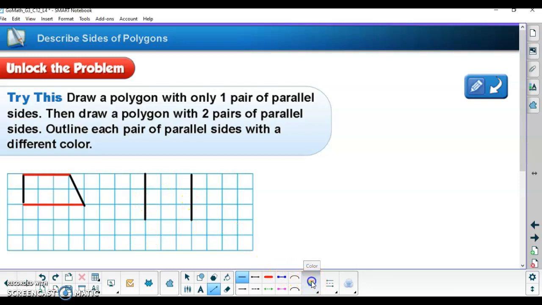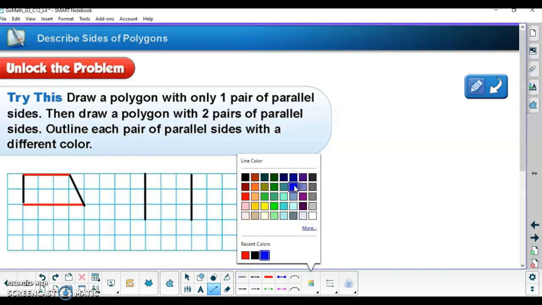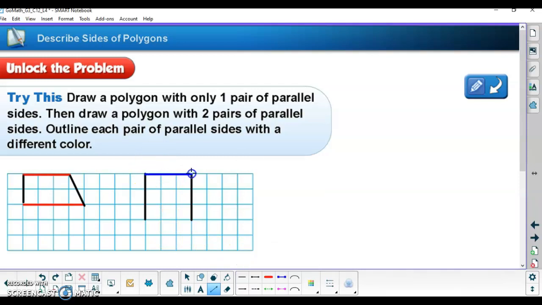We need to do another set of parallel. I'm going to turn on blue. Let's do blue. If I draw this one, connect it there, draw this one and connect it here, I can see between the blue lines there's always 3 squares. 1, 2, 3, 1, 2, 3, 1, 2, 3. And if I continued on with this one, there would always be 3 squares between them and they would never meet.